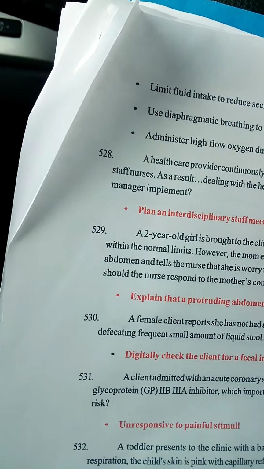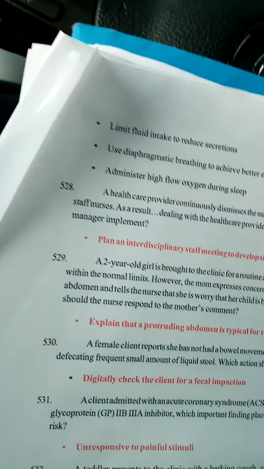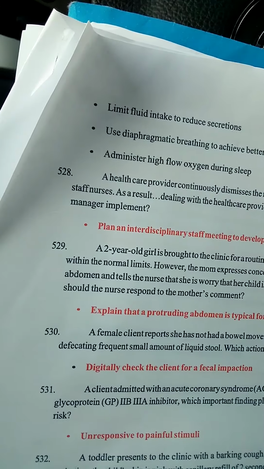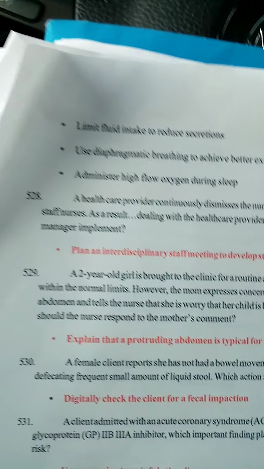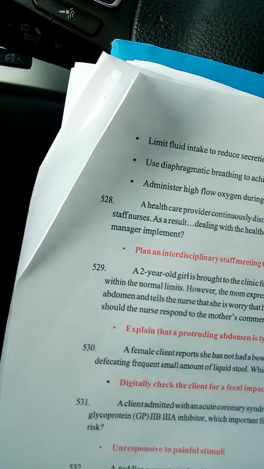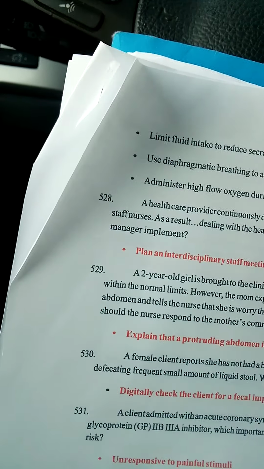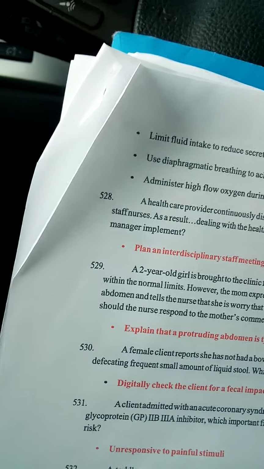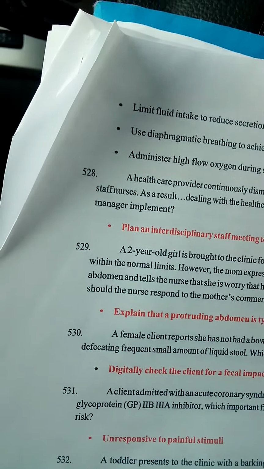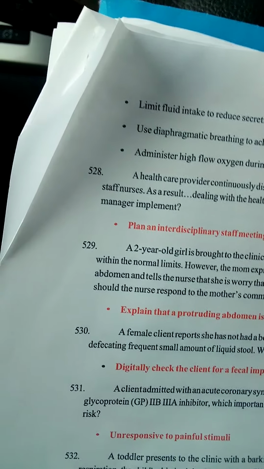A client admitted with an acute coronary syndrome receives eptifibatide, a glycoprotein inhibitor. Which important finding places the client at greatest risk? Unresponsive to painful stimuli.